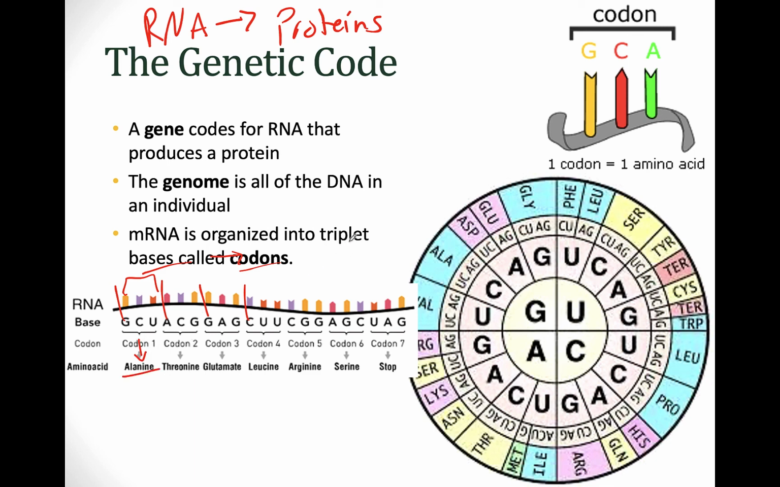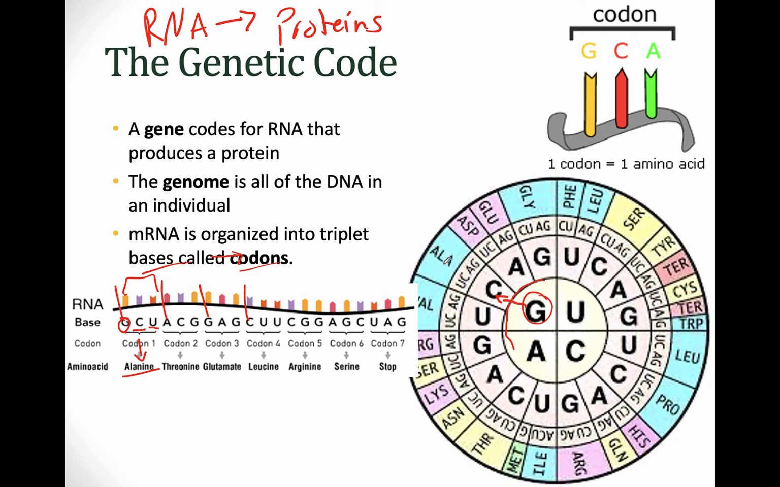You do not need to memorize all the amino acids, and you definitely don't need to memorize this chart. If you need to use it, I promise you I will give it to you. So the way you read this is you start with the first letter, and the first letter is going to be in this central circle. So this codon starts with a G, so I'm going to find G. Then you move to the second letter, and as you move letters, you're going to go out further. So the second letter is C, so I'm going to move out to C.